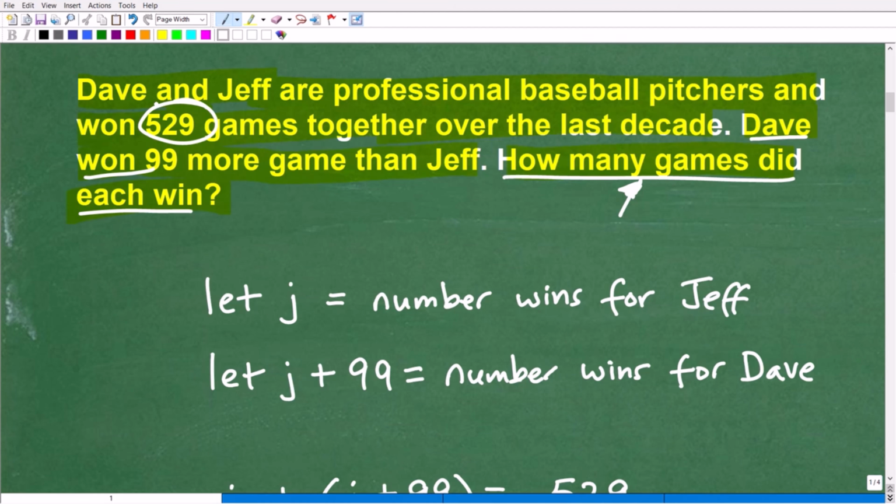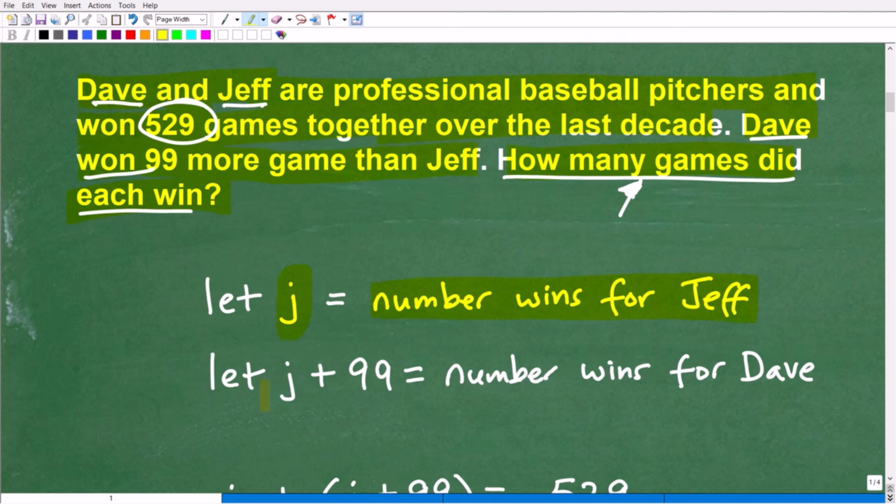Well, typically for a problem like this, you want to select one of the players, so one of the individuals. So we have Dave and Jeff. I'm going to use Jeff. So I'm going to let the variable J, this is the assigning variable part here, equal the number of wins for Jeff. Okay, so who won more games? Dave won more games, so Jeff won fewer games. So I'm going to let J equal the number of wins for Jeff.